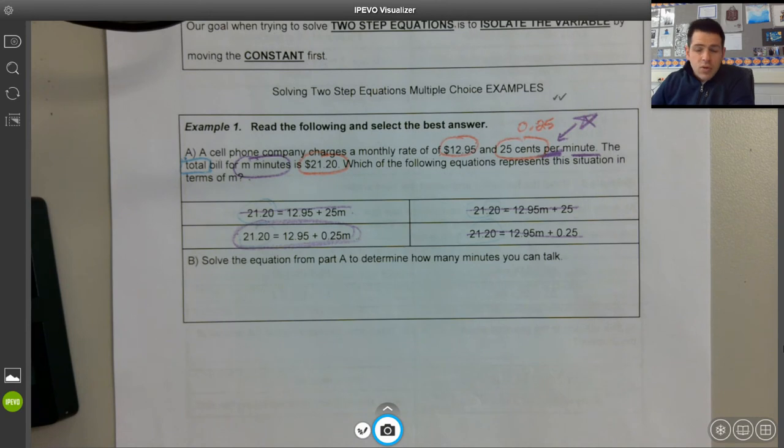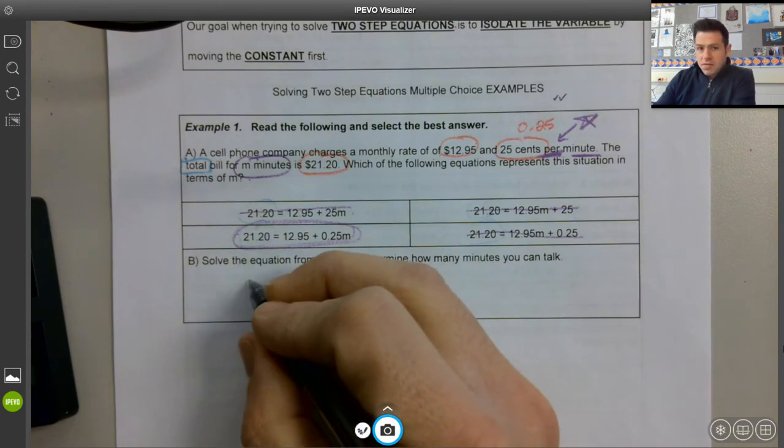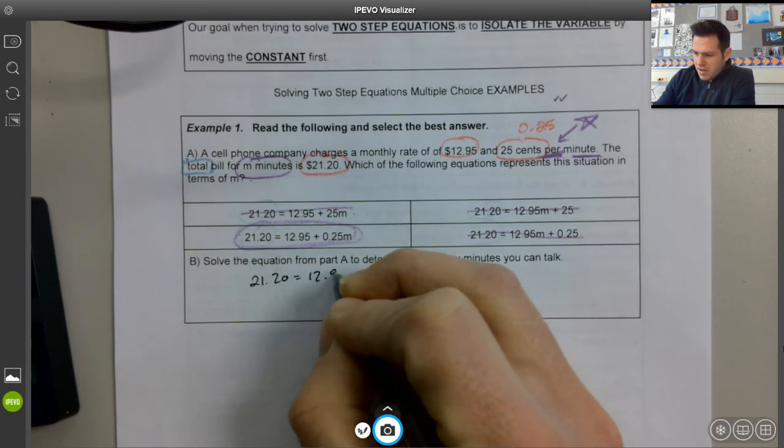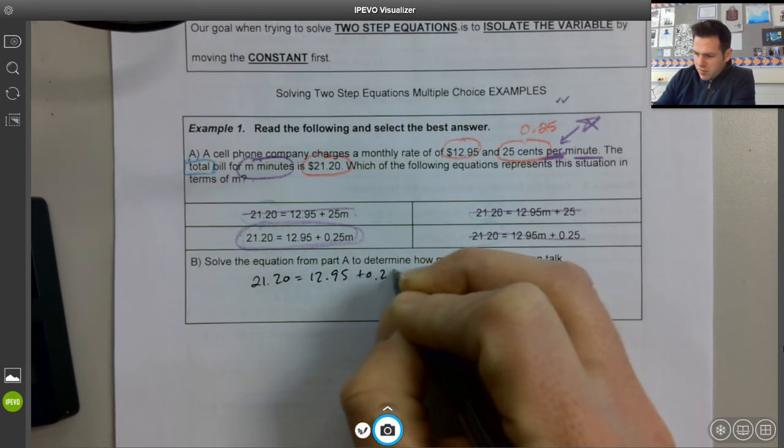Just for the heck of it, $12.95 is a constant. No matter what, it seems as if the cell phone company is going to charge that every single month. So even if you didn't make a phone call at all or use your phone at all, you're getting charged $12.95 each month no matter what. Going to solve this equation real quickly. 21.20 is equal to 12.95 plus 0.25m.